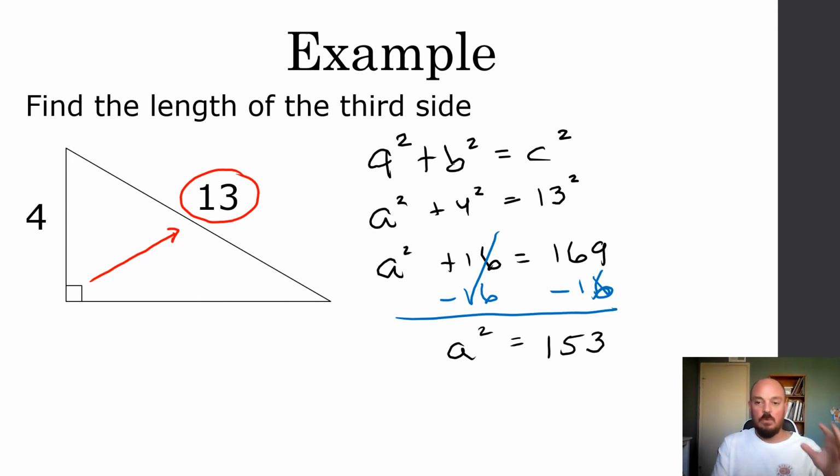Once I get to the point where, in the first question, it was c squared equals something, so I square rooted. This one is a squared equals 153. I'm going to cancel out that squared with a square root. And when I do that, I get just a. And my answer is square root of 153. We'll do that on the calculator again. I'll pause one more time and come back. All right, that one comes out to about 12.4.